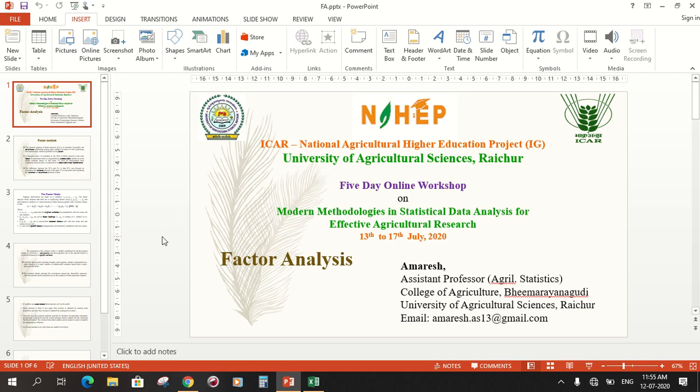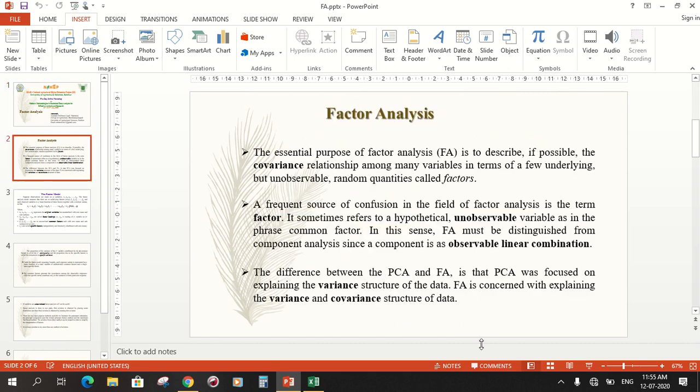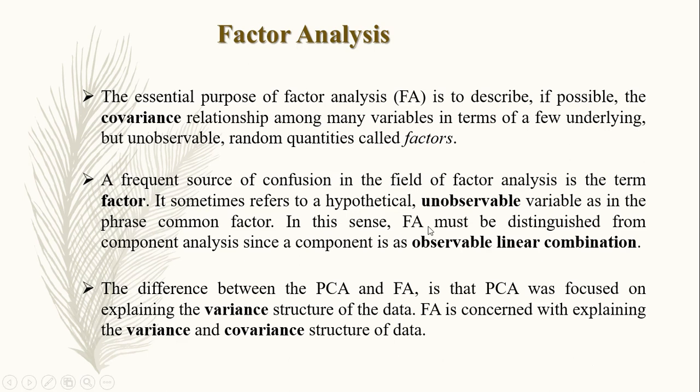So in this video, we will talk about factor analysis and we will solve one example using SPSS software. First we will see what factor analysis is and its details. The essential purpose of factor analysis is to describe, if possible, the covariance relationship among many variables in terms of a few underlying but unobservable random quantities. These few underlying unobservable random quantities are called factors.